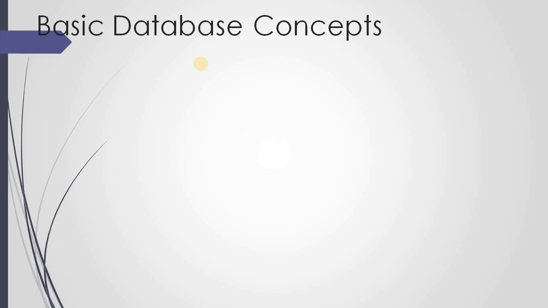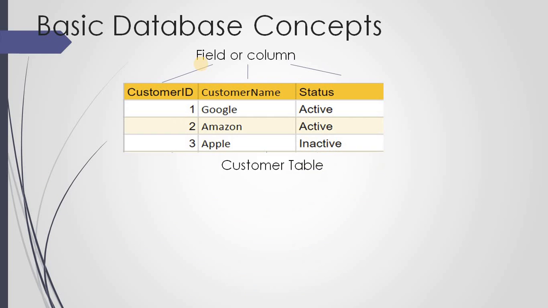The next term is field. The field is nothing but a column in a table. In this particular example, student ID, customer name, and status are the three different fields of the customer table. A single field will have the same data type. Each and every field in the table will have a different name.